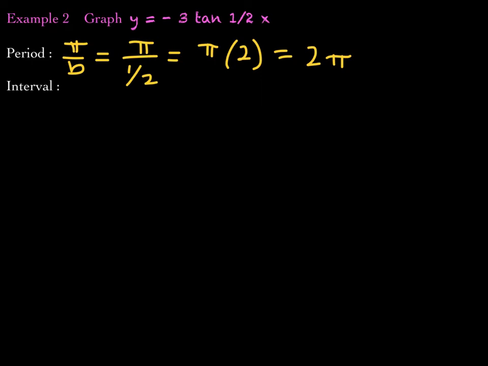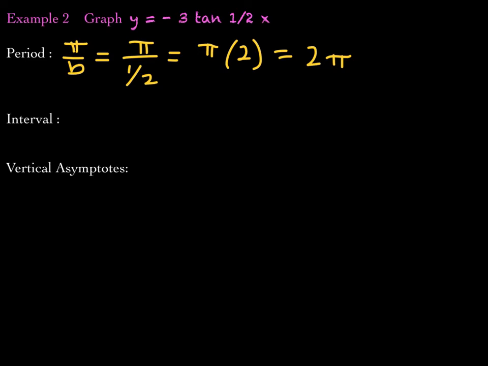Now that's not like the most basic tangent function. The most basic tangent function has a period of pi. And so this is now longer than usual, which makes sense because we said it was going to be a horizontal stretch. Now, in order to figure out the interval over which it completes this period, I need to find the vertical asymptotes first. So let's find the vertical asymptotes, and then we can come back and say what our interval is.